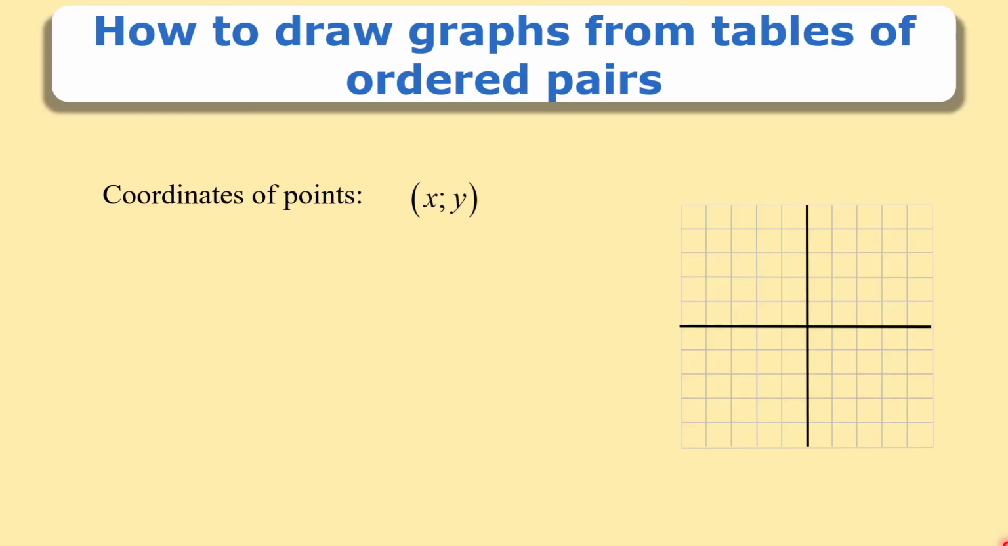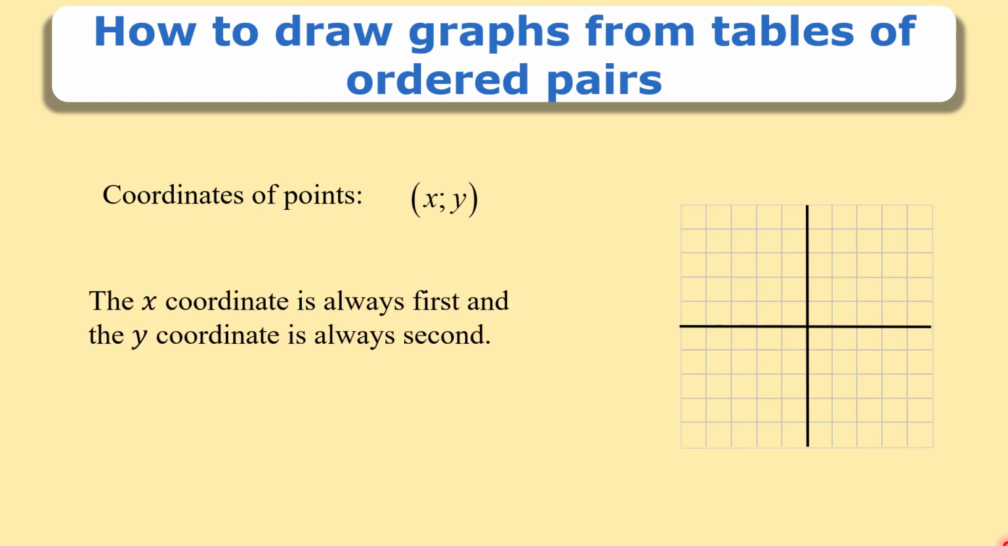The general rule for the coordinates of points: x semicolon y. The x coordinate is always first and the y coordinate always second. So here x is 3 and y is 0. What about this point? X is -4 and y is -1. Look, on the x-axis -4, on the y-axis -1, and where the -4 and -1 meet, voila, there's our point. What about this one? 2 and 3.